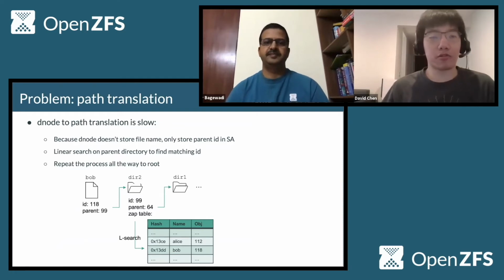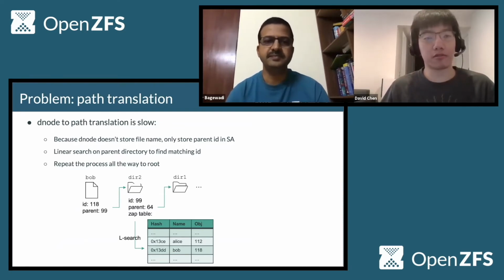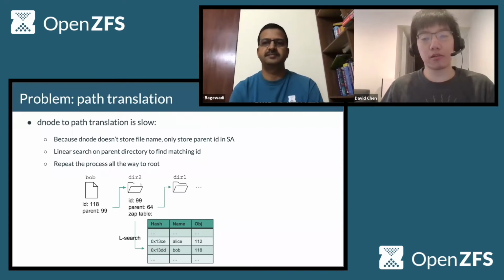So how does ZFS diff do the path translation? Because the dnode itself doesn't store the file name, it only stores the parent ID. So to find the path name, it goes to the parent directory and does a linear search inside the parent directory, trying to find a matching object ID.